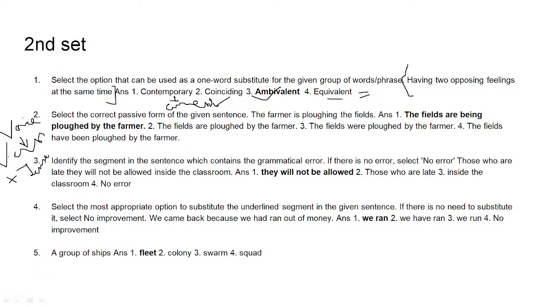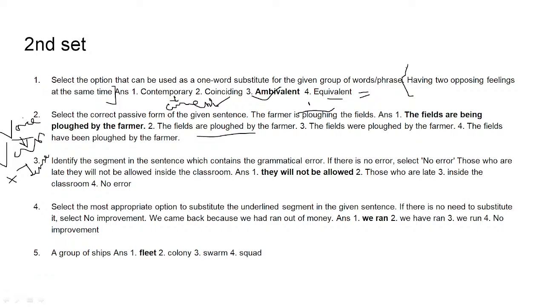They are number two, the fields are plowed by the farmer. Why we can't use this? Because we have a continuing form over here. Continuous form is ing, and we have to have a continuing form as well in our passive sentence. Number three is the fields were plowed by the farmer.